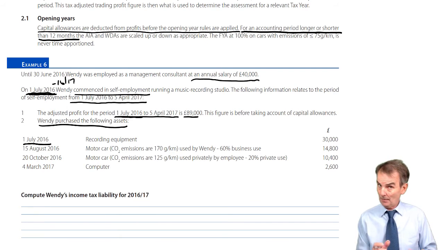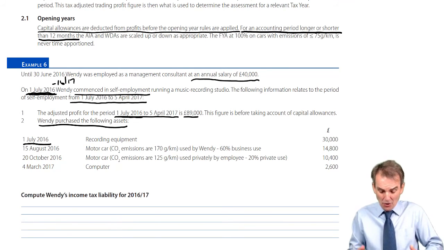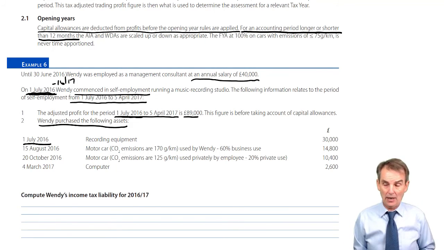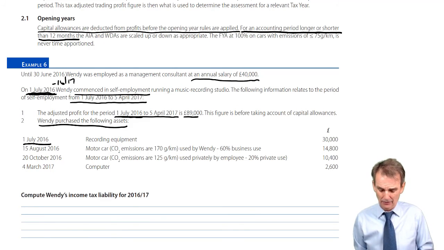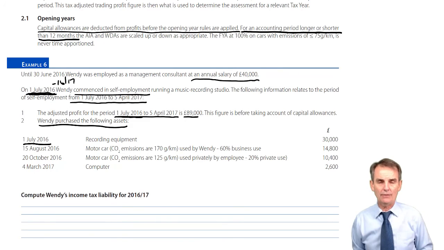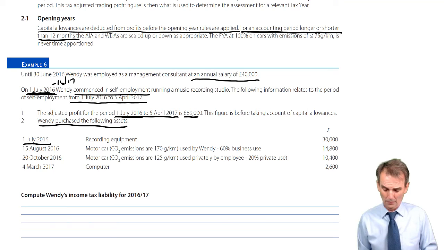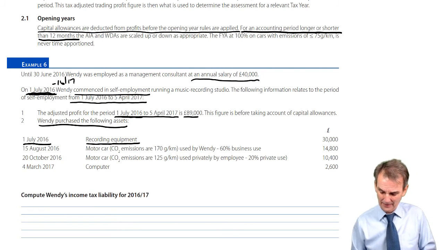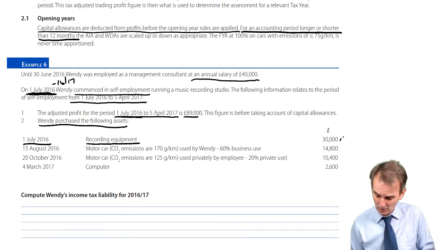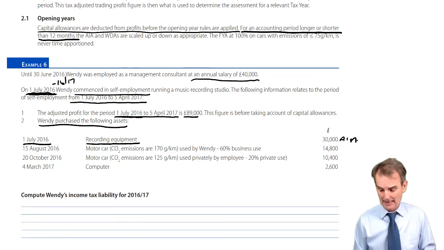Remember, if you had, as you may have done, pre-trading capital expenditure, you'd bought something before you started to trade, then again, that's fine. Pre-trading capital expenditure, you treat it as if it was bought on the first day of trading. It goes into your capital allowances computation as normal. What is it? It's recording equipment there. That means that the £30,000 normal plant and machinery will be eligible for AIA.